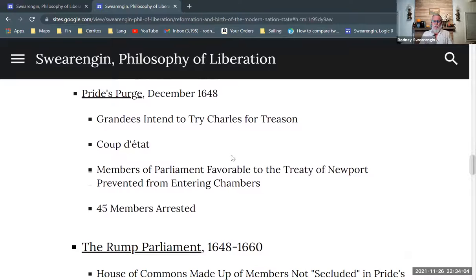Not too long, in the next year, we have Pride's Purge. This is a purge of Parliament. So in the House of Lords, especially, there were many royalists who were really in support of Charles remaining on the throne. And now Charles has fled into exile at this point in the Civil Wars.